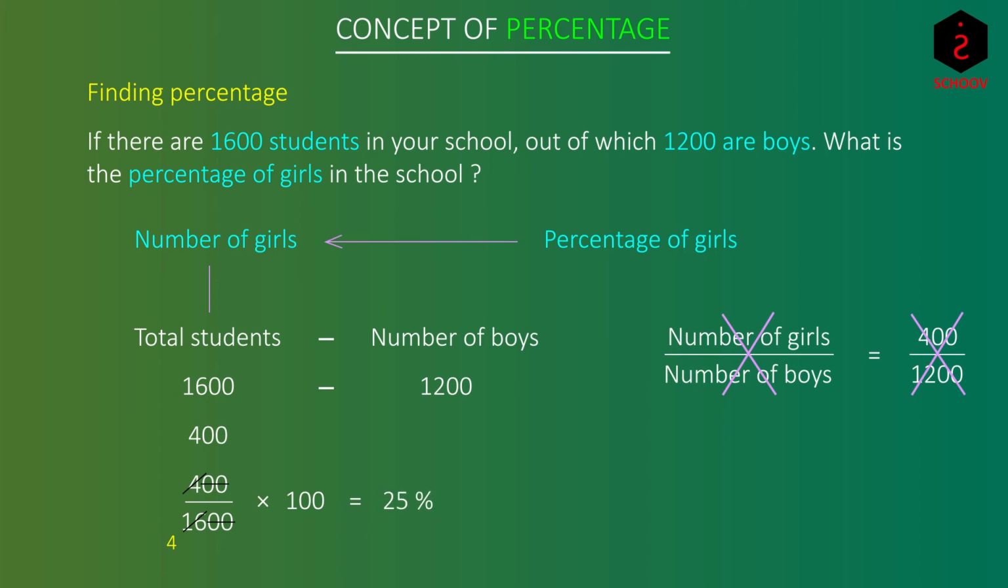So to calculate the percentage, we do number upon total into 100. This is a straightforward formula, but we get the formula from the unitary method only.